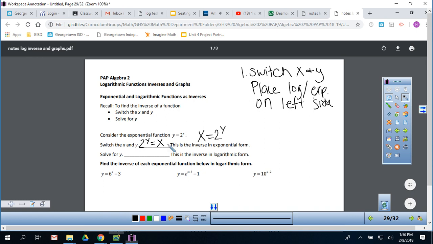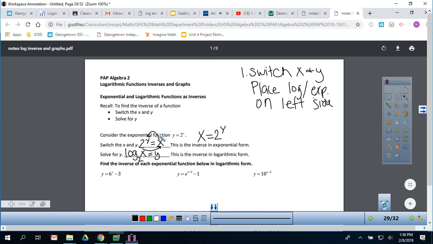And the reason we're doing that is because when we are reading to put this in as a log, this is our base of our log. So if I want to solve this for y, I'm going to have log base 2, and then what goes on the inside? x equals y. And so if we put our log or our exponent on the left side, it's going to make it so that we can read it in that way.